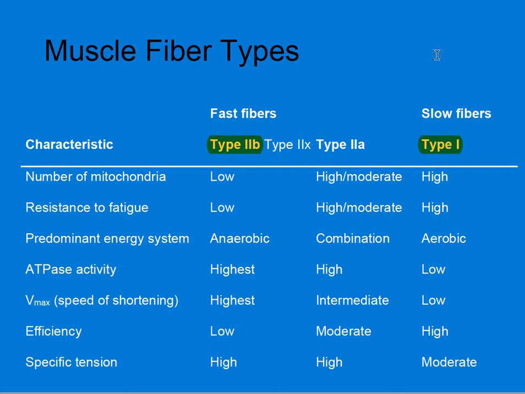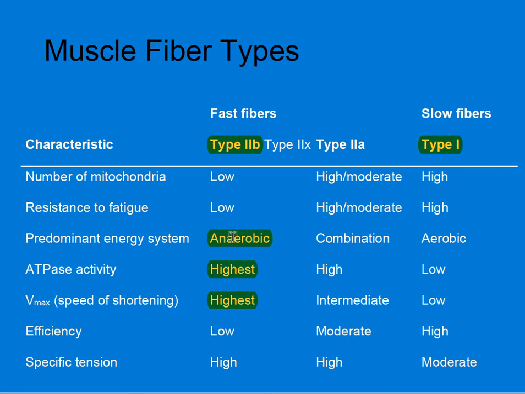If they need to contract quickly, they would have the highest form of ATPase. If they're contracting quickly, they would have a high Vmax, a speed of shortening, and they would be doing a lot of anaerobic, either fast glycolytic or the ATP-PC energy system.